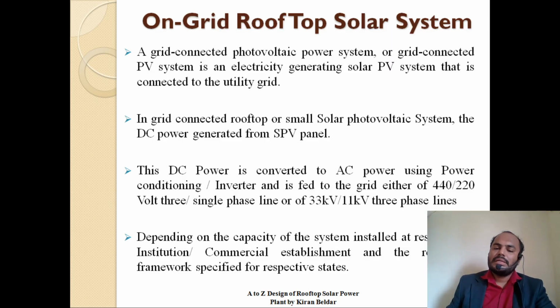If we are generating less power for home appliances, then the voltage we are using is 220 volts. For 3-phase connection also we are using 440 volt, and for high tension lines also, we are using this much voltage to transfer electricity to a grid connection, depending on the capacity of the system installed at a residential institution or commercial establishment, and the regulatory framework specified for the respective states.